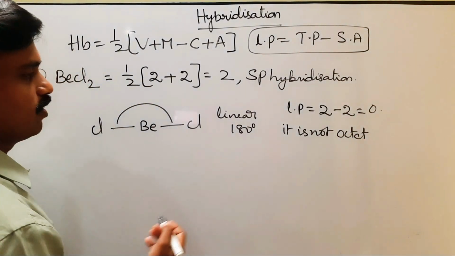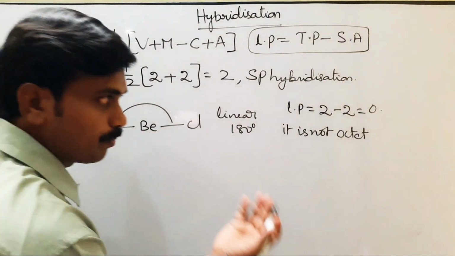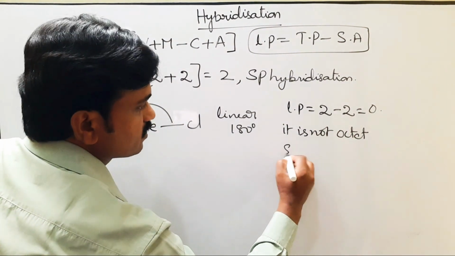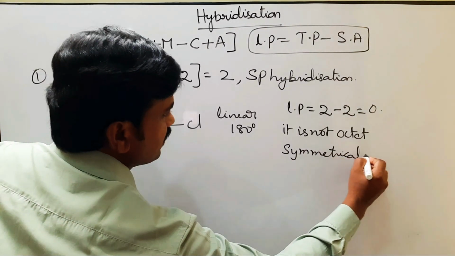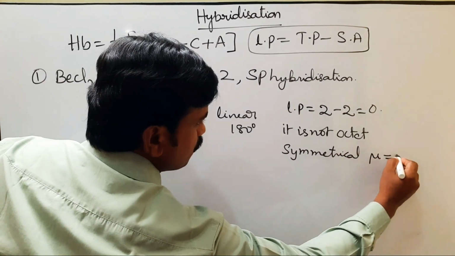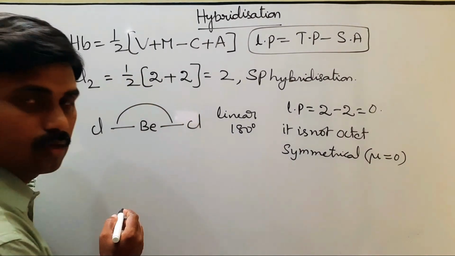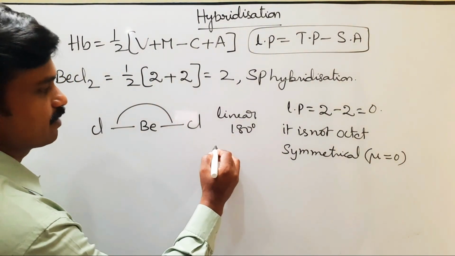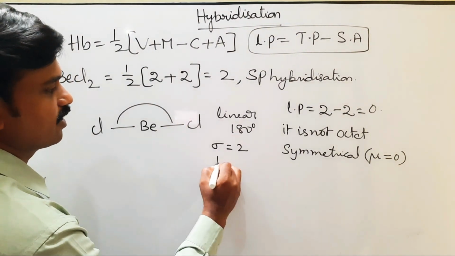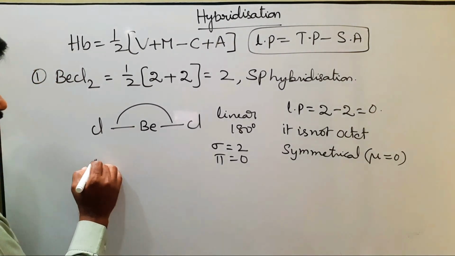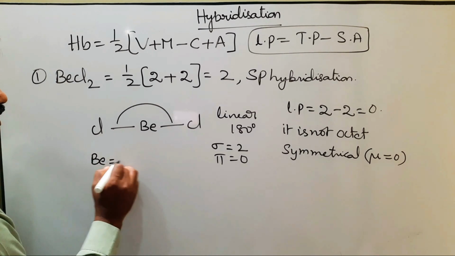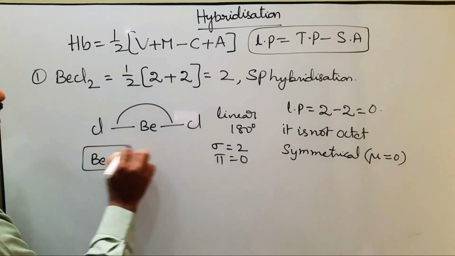It is not an octet molecule, and it has no lone pairs, 0 lone pairs. That's why it is called a symmetrical molecule. For symmetrical molecules, the dipole moment mu is equal to 0. Also here, two sigma bonds are there and pi bonds 0. And the oxidation state of the central atom beryllium: Be exhibits a +2 oxidation state.